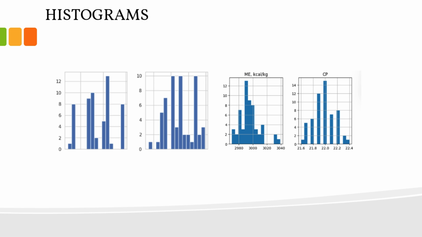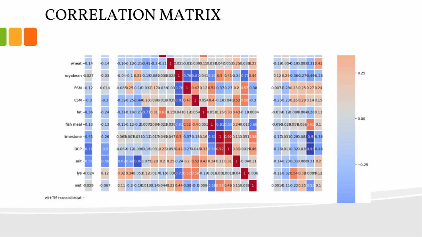As you can see from these graphs, some are right skewed, and this one is a little bit left skewed, where we have metabolizable energy and all that. So that's all the histograms. And look at the correlation matrix here. Let me zoom this. It really shows you the correlation relationship between most of those ingredients alongside the other ingredients that were used as the input variables.